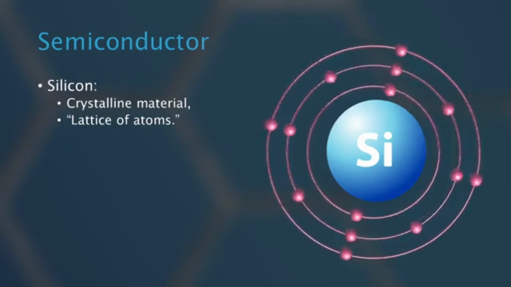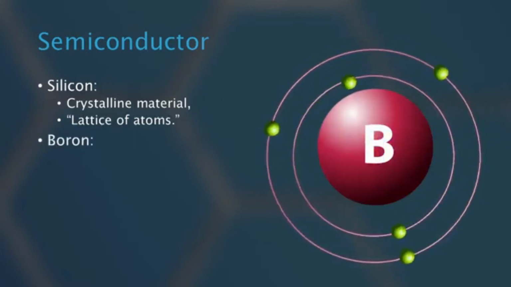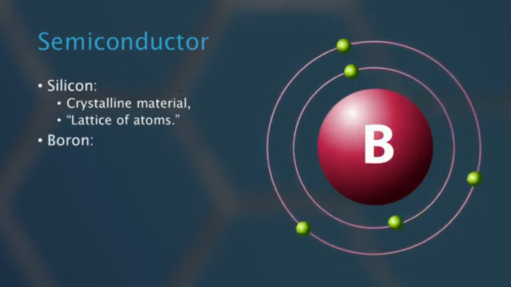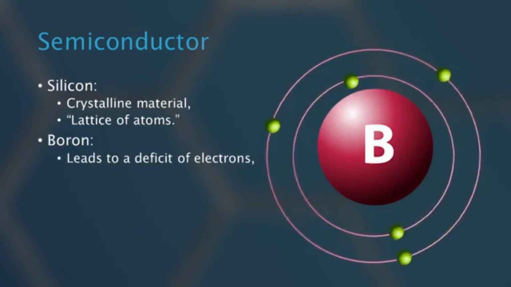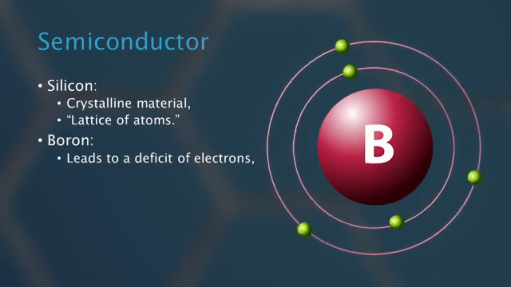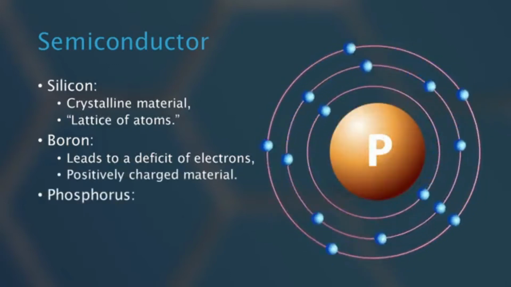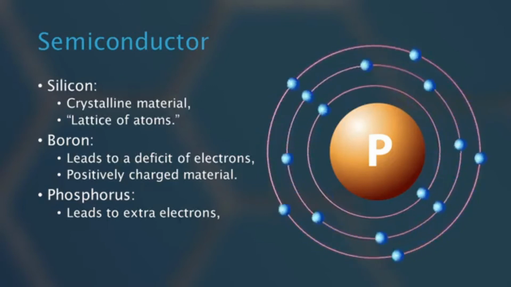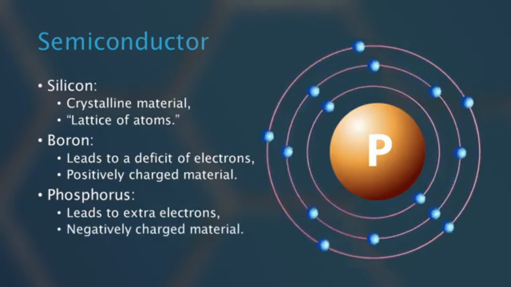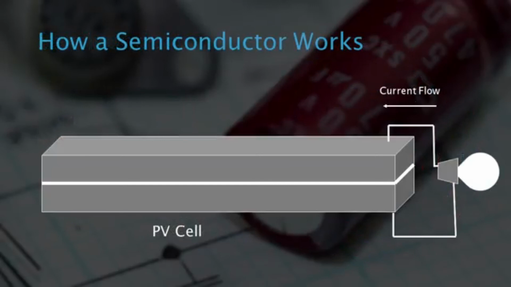One kind of impurity, boron, will lead to a deficit of electrons in your lattice, which means that that material will now be positively charged. And phosphorus will lead to extra electrons in your lattice. So now your material will be negatively charged. So normally materials are neutral. They don't have any electric charge to them, but you can set it up so that they do. And at the interface between those 2 areas of your silicon, you got plus on one side, minus on the other.